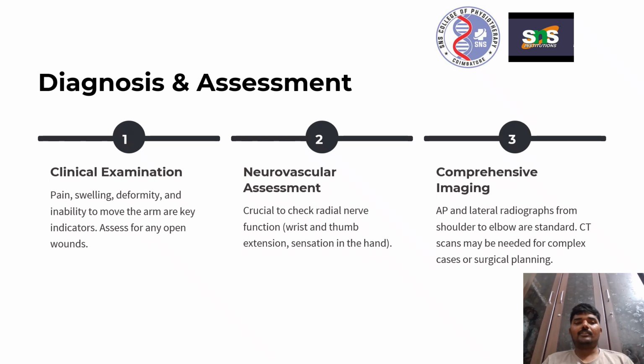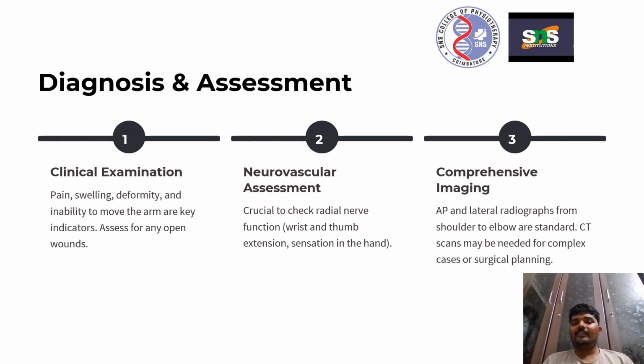Then diagnosis and assessment. The clinical examination: pain, swelling, deformity, and inability to move the arm are indicators, and assess for any open wound. The neurovascular assessment is crucial to check the radial nerve function, that is, wrist drop and thumb extension, or sensation in the hand.